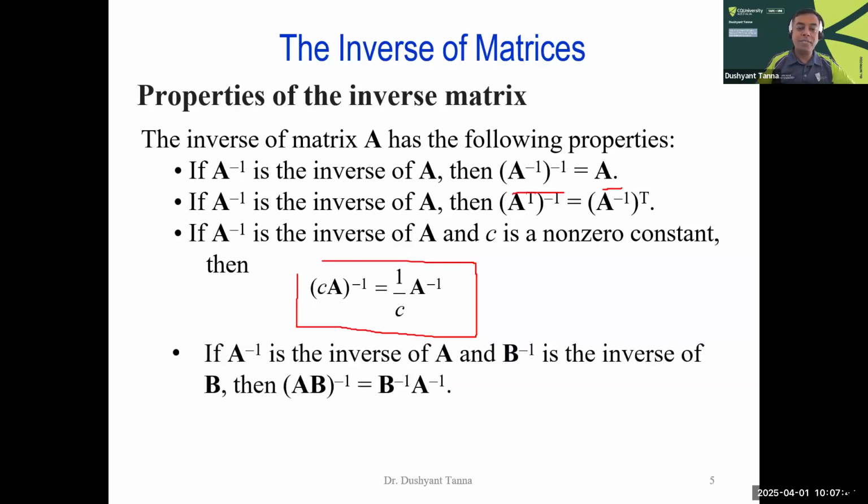Number 4: if A inverse is the inverse of A and B inverse is the inverse of B, then the inverse of AB is B inverse times A inverse.